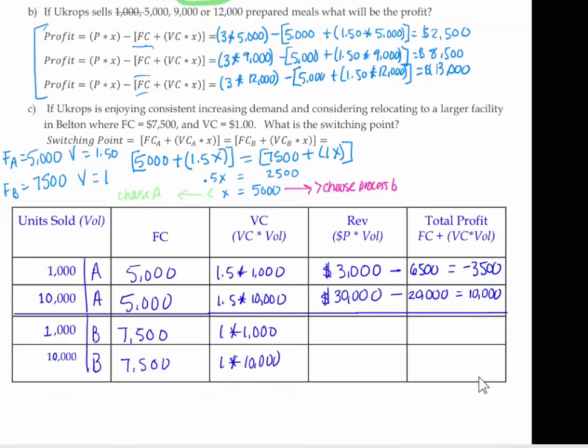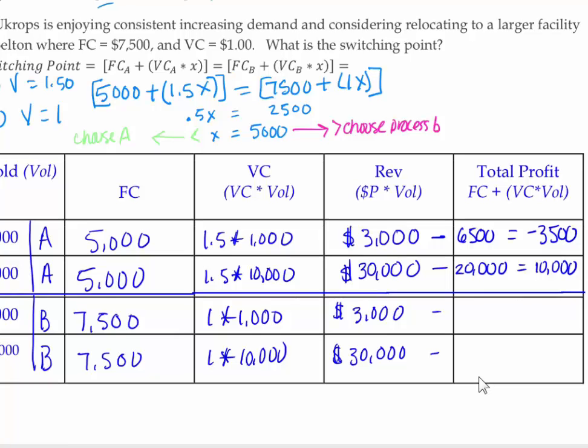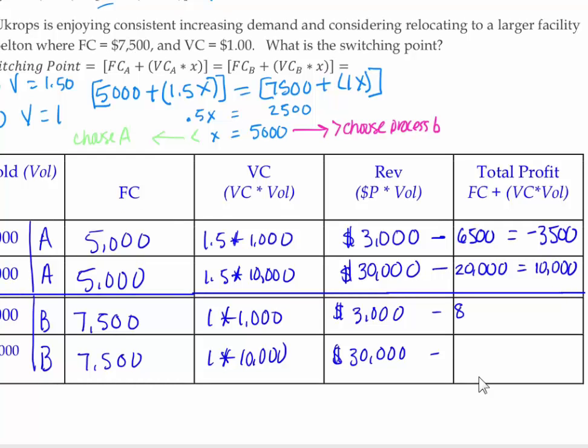And then we're going to do the same thing down here below, where we're going to take our price times our volume. So these things are going to stay the same. They're both going to be 3,000 and then 30,000, because nothing changes in terms of the price. The only thing that's going to change is going to be over here, and that's going to be our fixed costs and our variable costs combination, right? Because now we've got $1,000 in variable costs here plus 7,500, so we have to subtract off 8,500.